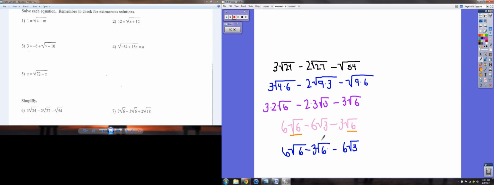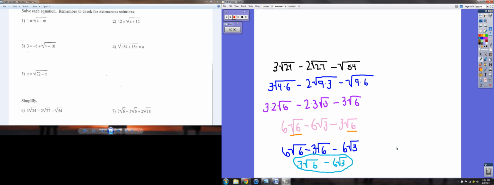Okay, so because these are the same radicals here, I can simply subtract 3 from 6. So 6 minus 3 leaves me with 3 radical 6 minus 6 radical 3. That's as simplified as I can get. I can't combine radical 6 and radical 3 because they don't look alike. So just remember, this is kind of like combining like terms. So think of your radicals as variables.